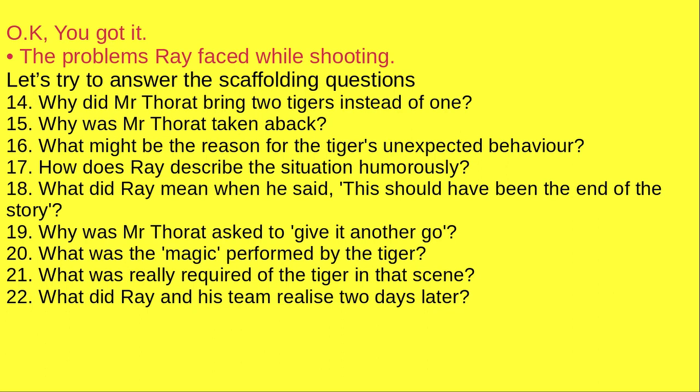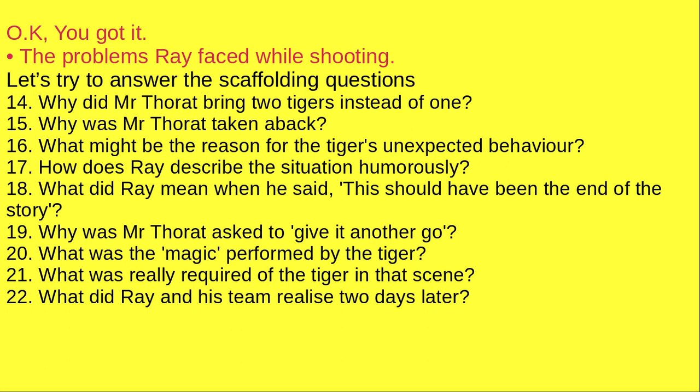And how does Ray describe the situation humorously? It is there. I think you might have seen that. I have mentioned that. What did Ray mean when he says this should have been the end of the story? That means the shooting must have ended if the shooting was a success, but it was not so. That's why he says so, right? Why was Mr. Thorat asked to give it another go? Come on. First shooting was a failure. That's why. You know that.